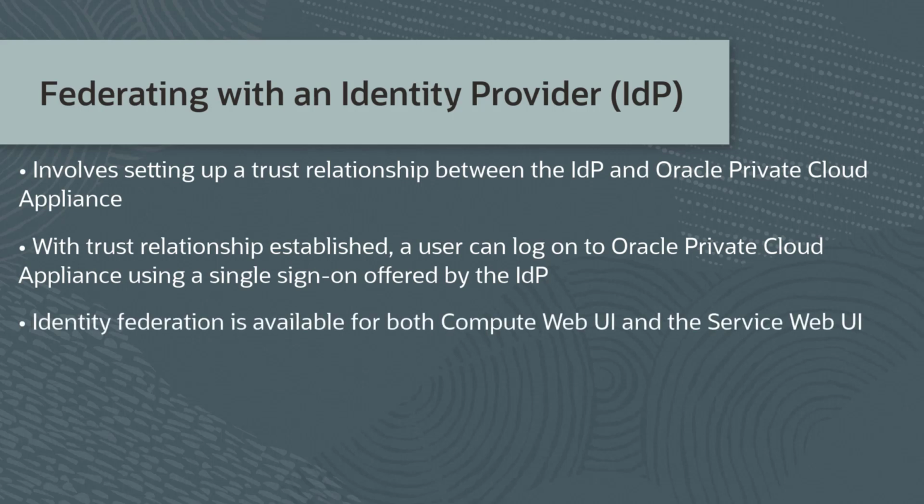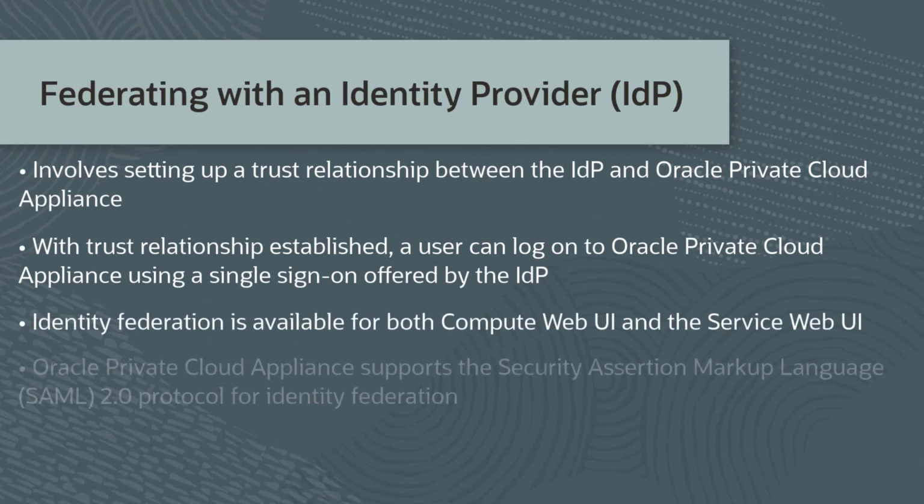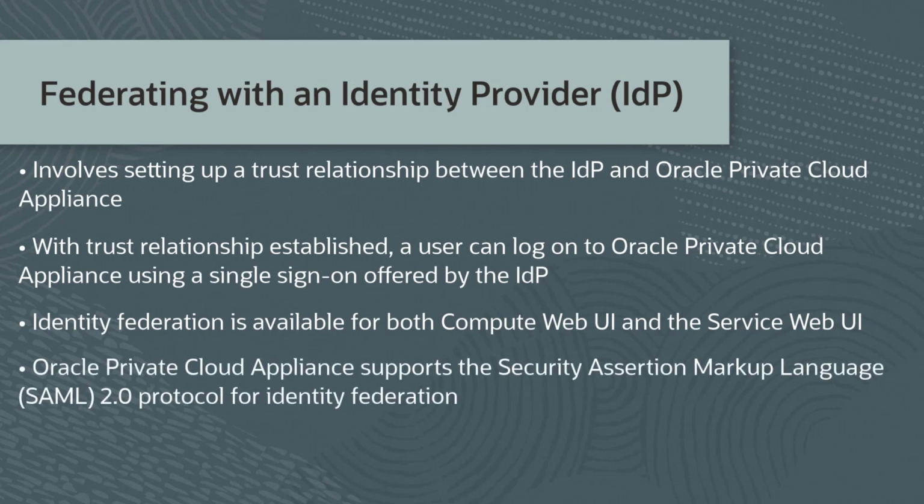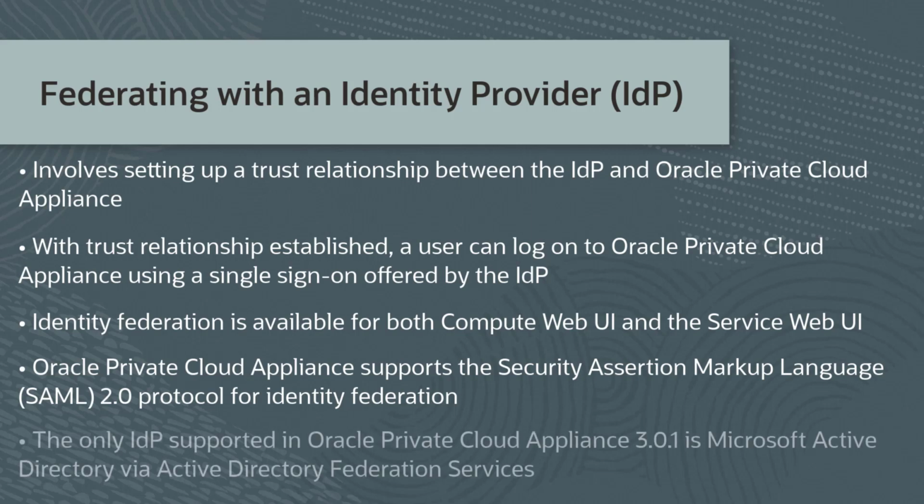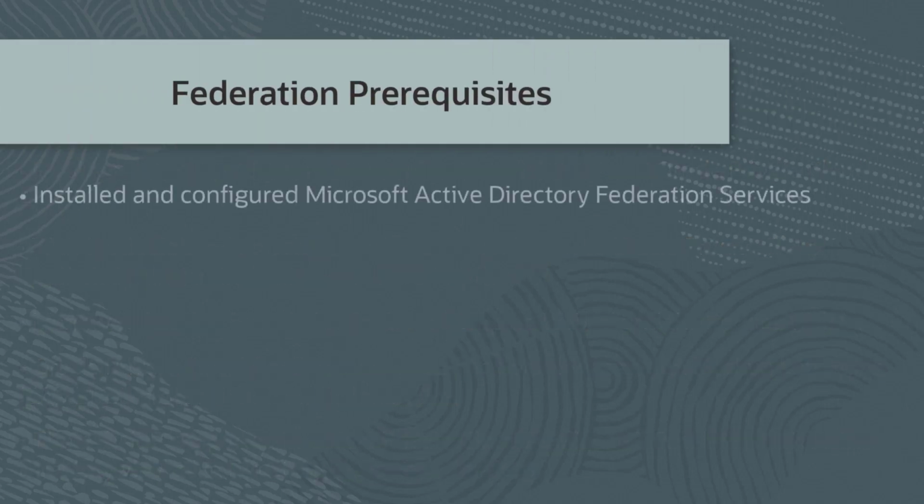Identity federation is available for both the Compute Web UI and the Service Web UI. Oracle Private Cloud Appliance supports the Security Assertion Markup Language, or SAML, 2.0 protocol for identity federation. However, the only identity provider supported in Oracle Private Cloud Appliance version 3.0.1 is Microsoft Active Directory via Active Directory Federation Services. Before you configure federation in the Oracle Private Cloud Appliance, make sure you have completed the following tasks.